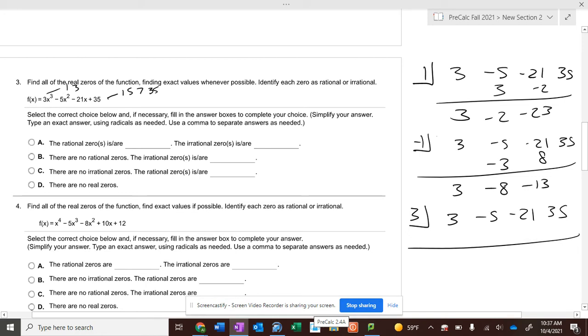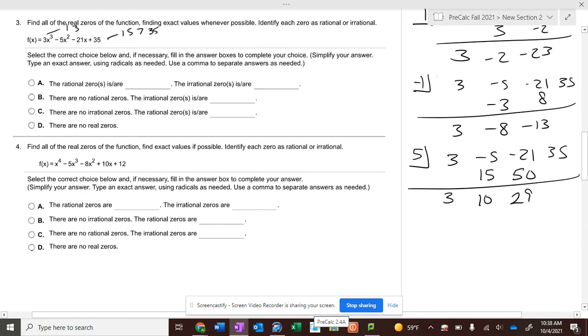Oh, not a 3, because 3 would be on the bottom, so it would be 1/3. But I'm not going to try 1/3. I'm not going to try fractions yet. So I'll try a 5. 3 gives us 15, which gives us 10, which gives us 50. What's 50 minus 21? Like 29? And that doesn't work.